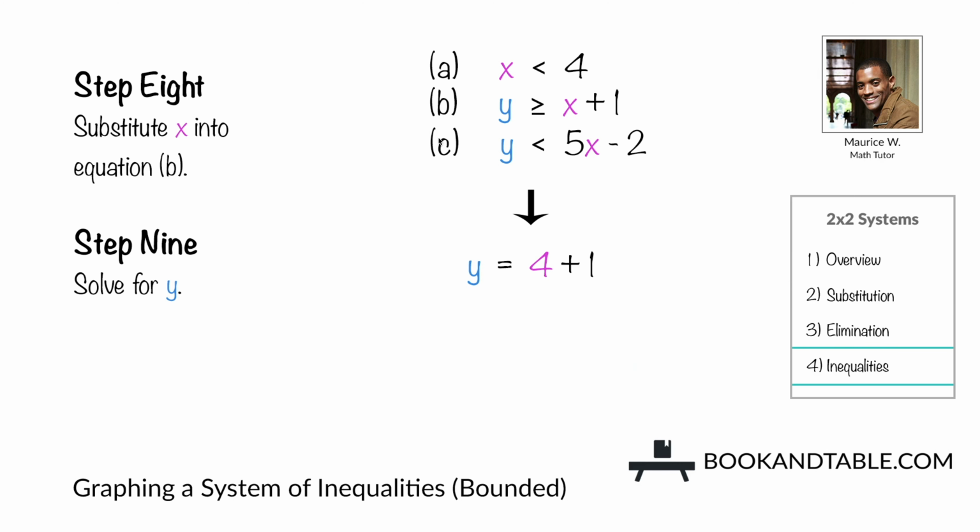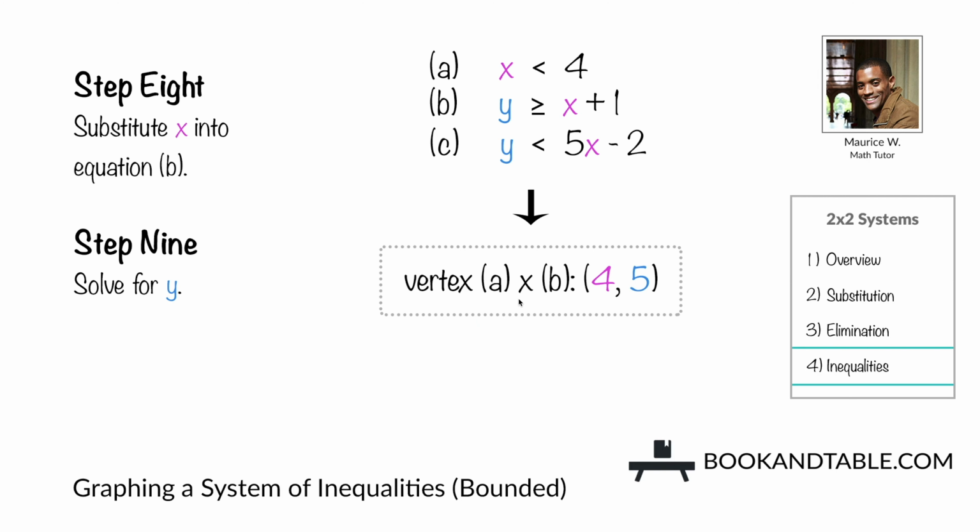So step 8, substitute x into equation B. So we're finding the vertex of A and B. Equation A is x is equal to 4. So we plug that x into B here, giving us y is equal to 4 plus 1, which is equal to 5. So when x is 4, y is 5. So that's the vertex for A and B.